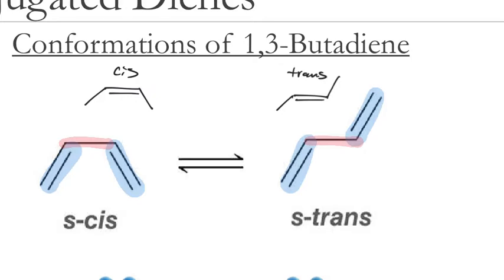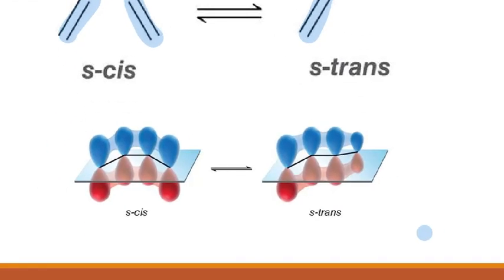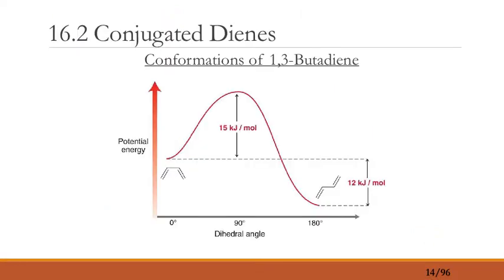Instead of 2 singles and a double, we have 2 doubles and a single, and we can still get the same sort of conformations. And you can see in the molecular orbital pictures of them, whether they're cis or trans, the p orbitals that are unhybridized are still able to overlap. The difference in energy between the S-cis and S-trans is 12 kilojoules per mole, or again, roughly 3 kilocalories per mole.